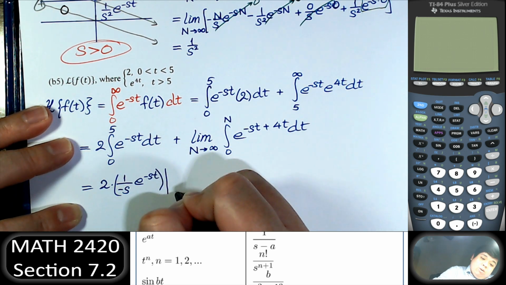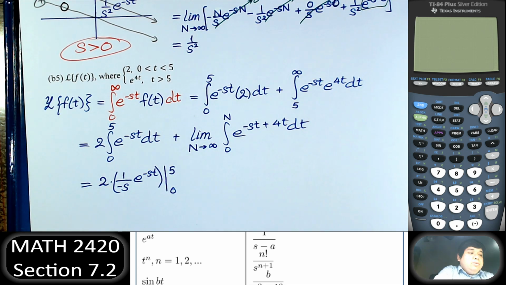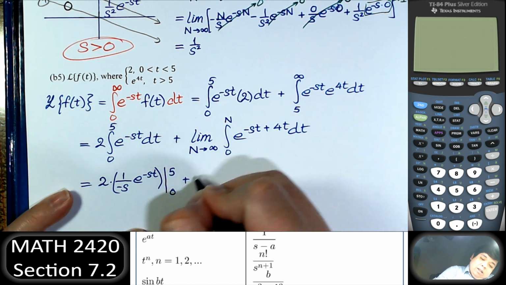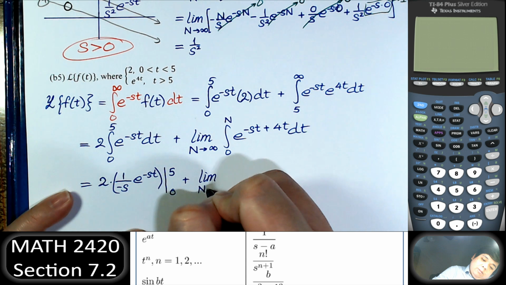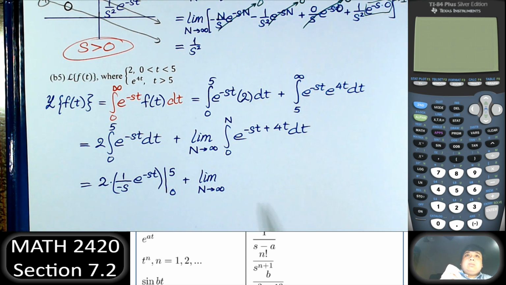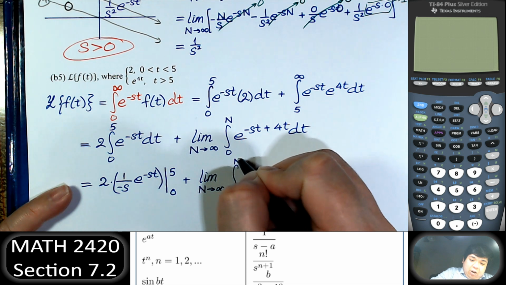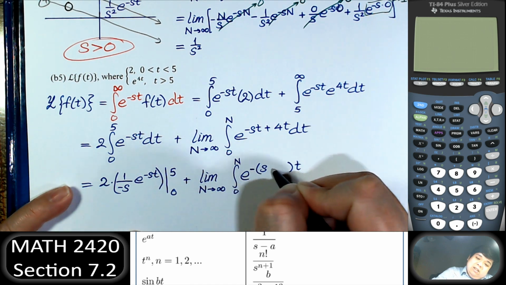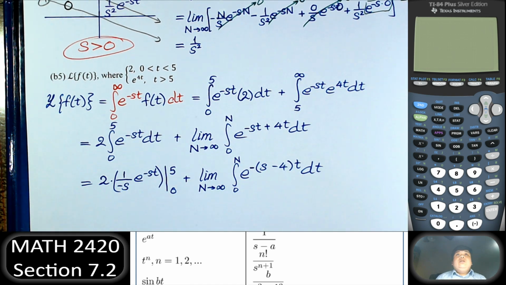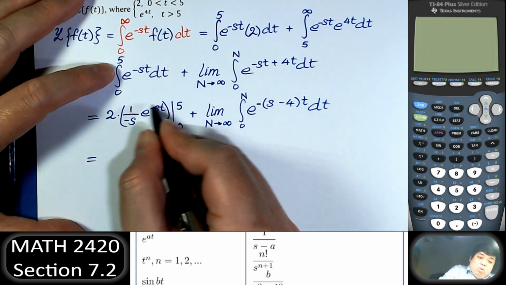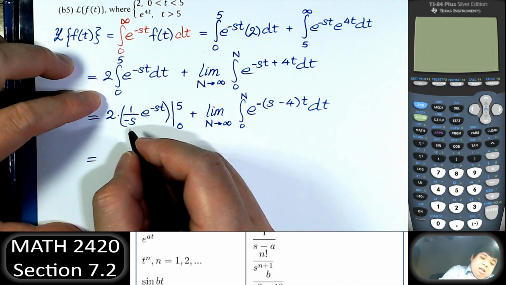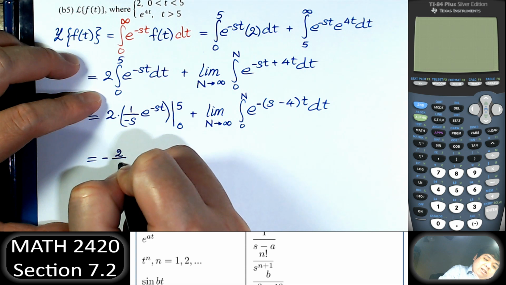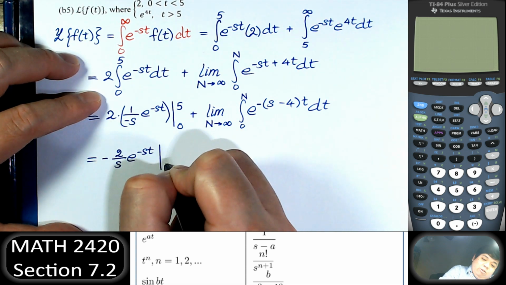And evaluate that from 0 to 5. And then plus... now the convention here is we'll factor out the negative and t. So that we can integrate, and this will only integrate, so substitute the upper limit. By the way, let's just rewrite this: negative 2 over s e to negative st, all from 0 to 5.